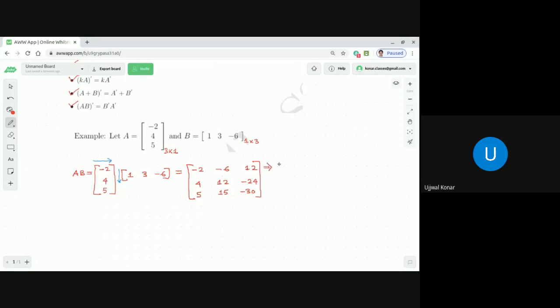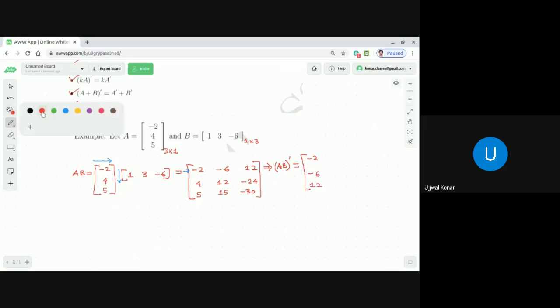So if this is equal to AB, then what will be (AB) transpose? It is written as a prime or power T, however you want to write. It will be a 3 by 3 matrix, but the rows and columns get interchanged. That means whatever the row in the matrix AB will become the column. So what is the first row? It is -2, -6, 12. If you look at the first row, dear students, that will become the first column. So what will be the first column? It will be -2, -6, and 12.